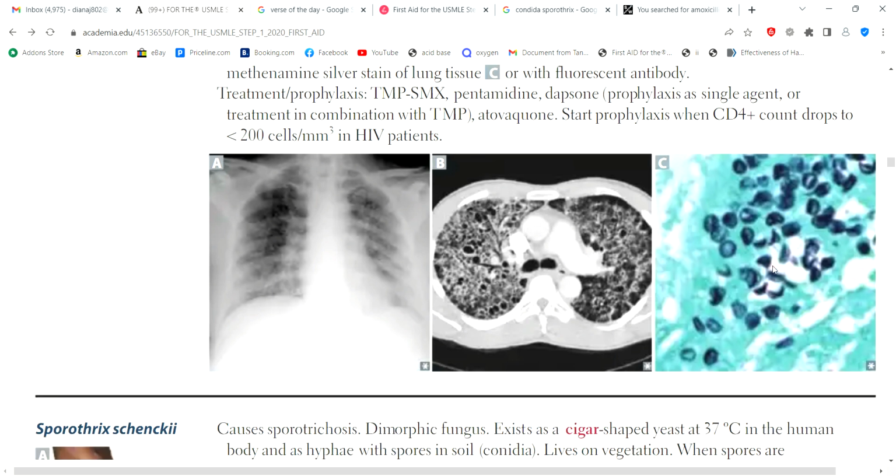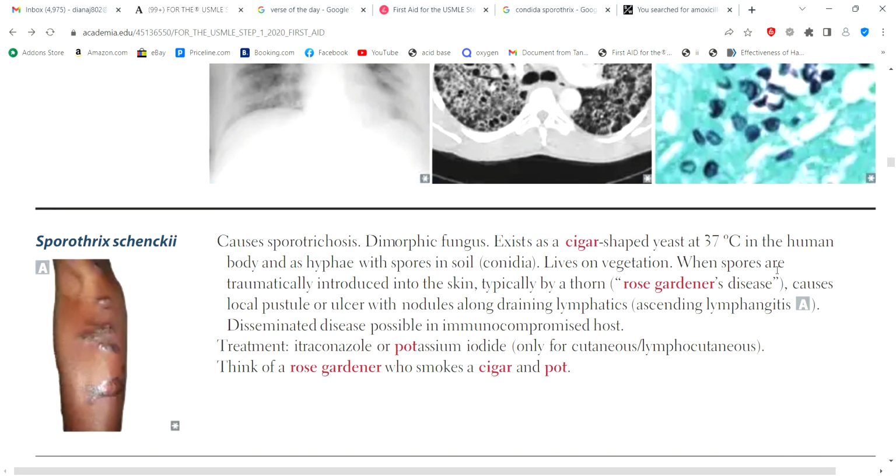Now, I'm going to go into Sporothrix quickly. Sporothrix schenckii causes sporotrichosis. It's a dimorphic fungus, which means that it can convert to either a yeast or a mold. Sporothrix exists as a cigar-shaped yeast at 37 degrees Celsius, which is 98.6 Fahrenheit, in the human body, and as hyphae with spores in the soil. It looks like a flower in the soil. Okay. This Sporothrix lives on vegetation.